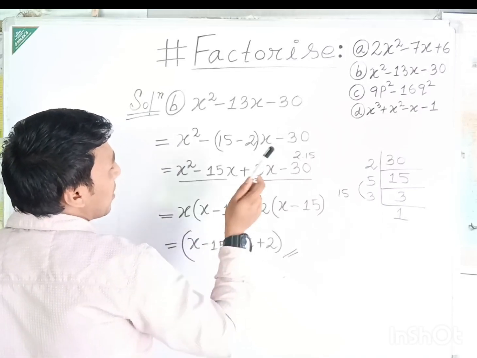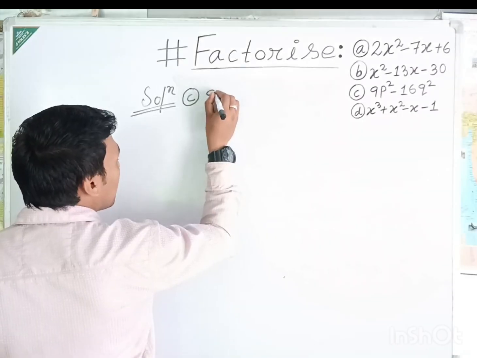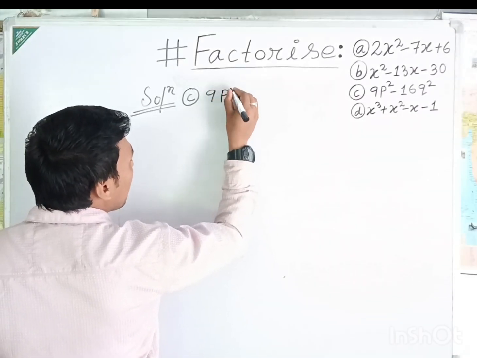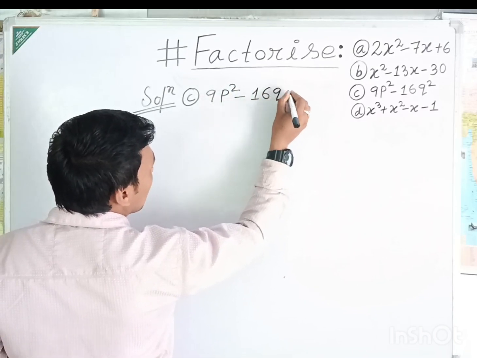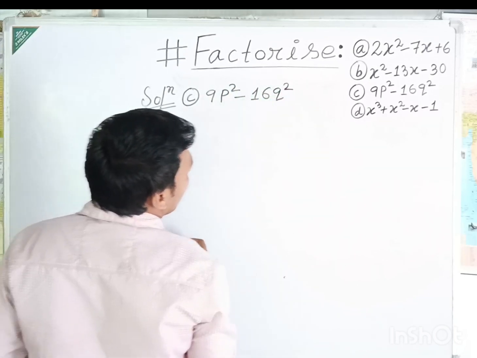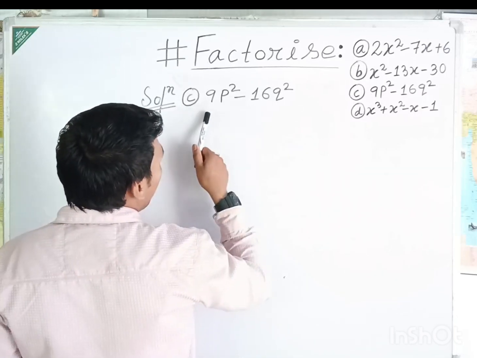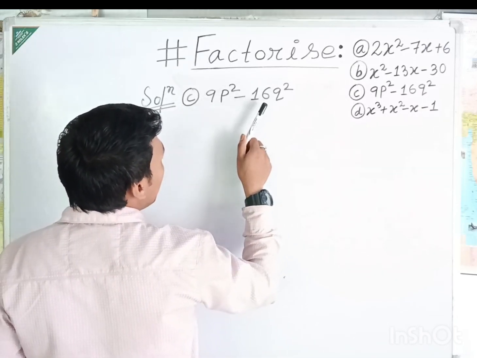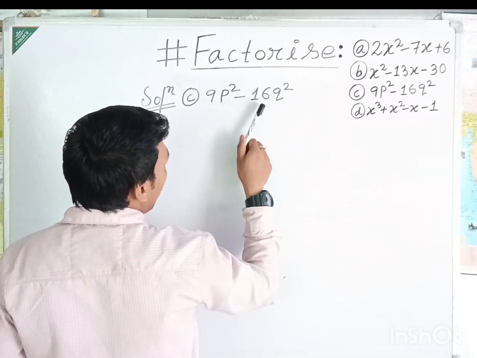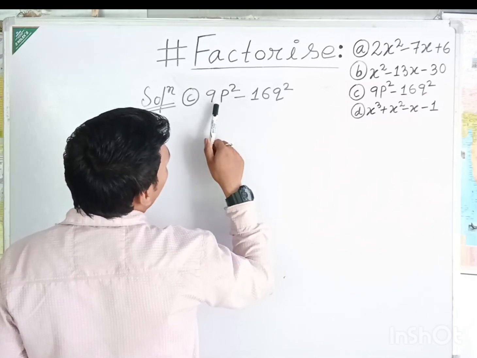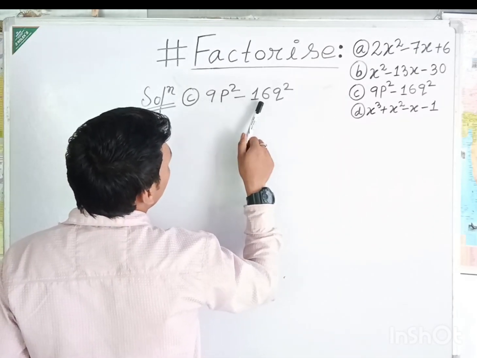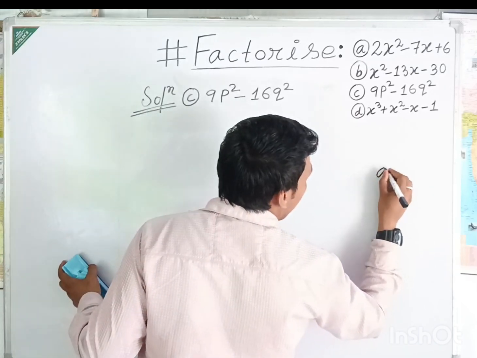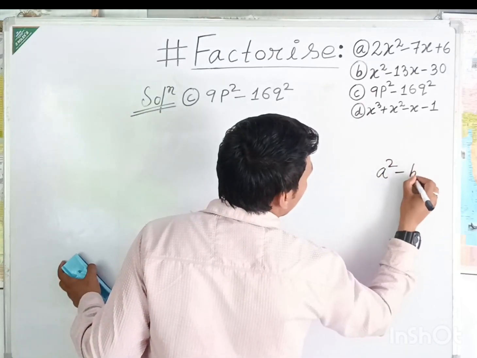Now we'll do question number C. In question number C given 9p square minus 16q square. Now here given only two terms, so I cannot split. So splitting the middle term, this method I cannot use. So I'll check now whether I can change this into a formula or not. Now here I have 9 and here I have 16. So I can use this a square minus b square formula.